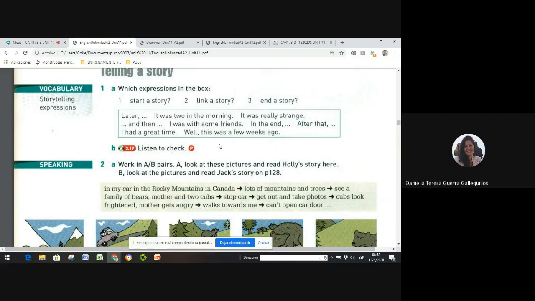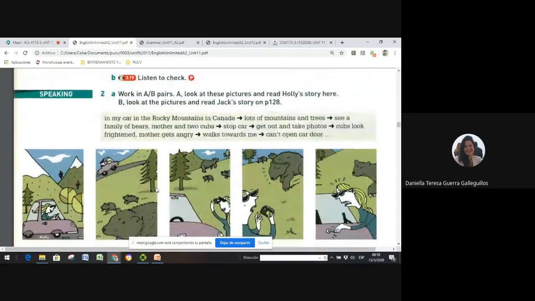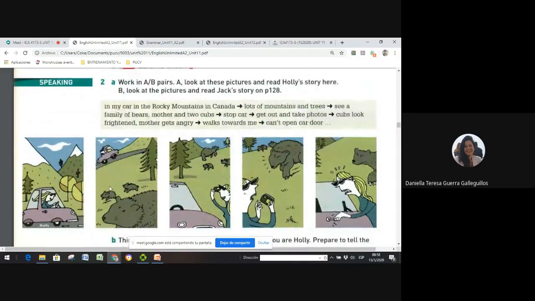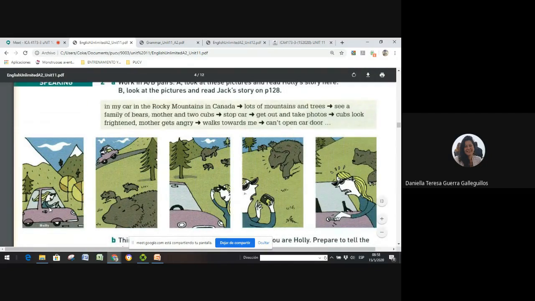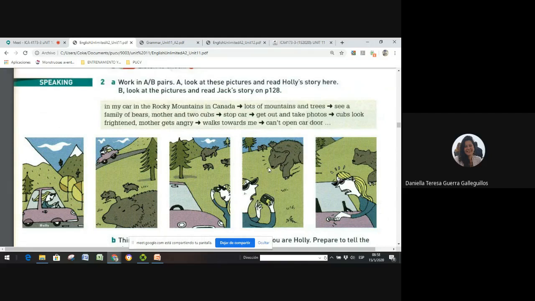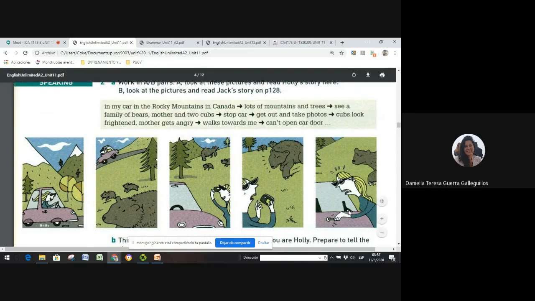Exactly. So let's listen now to check your answers because we are going to work with these images. Can you see the images? Here we have a car with a lady inside, mountains. Now we can see the bears. We can see the lady taking photographs. The angry bear, that's Angry Birds. The angry bear with the other bears. And then the lady has a problem with the car and the bear is reaching her.